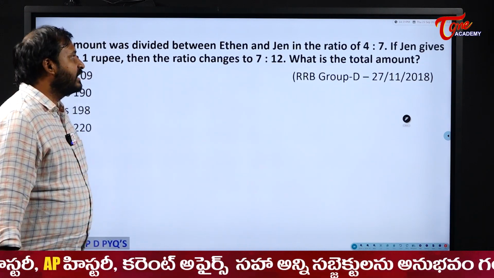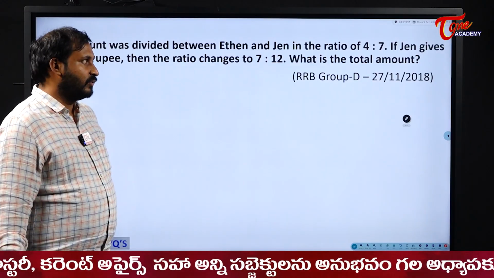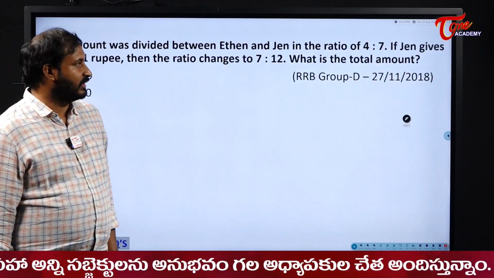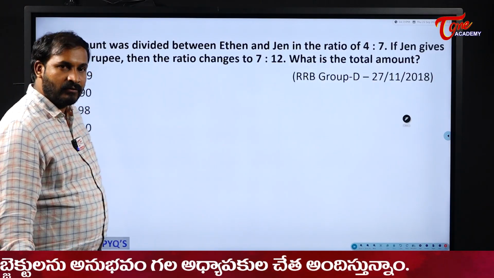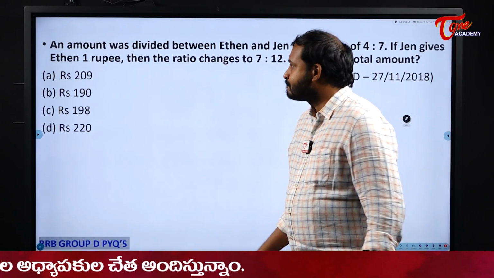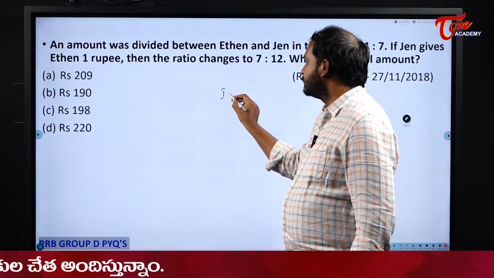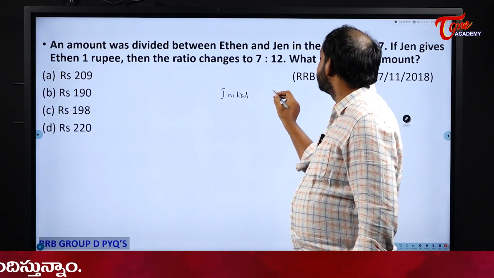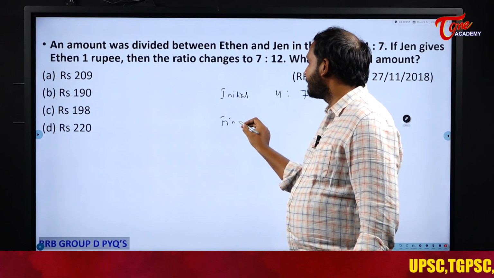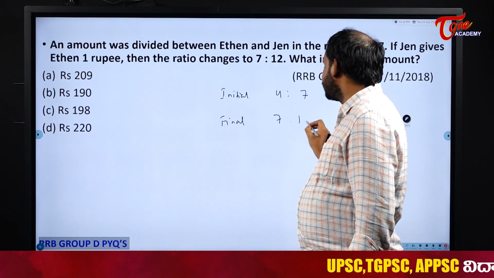An amount was divided between Ethan and Jen in the ratio of 4:7. If Jen gives Ethan 1 rupee, then the ratio becomes 7:12. What is the total amount? Now see here, students. Initial ratio is 4:7 and final ratio is 7:12.